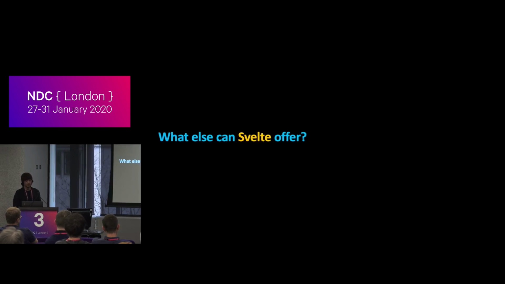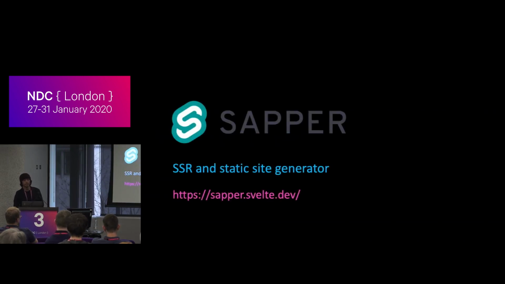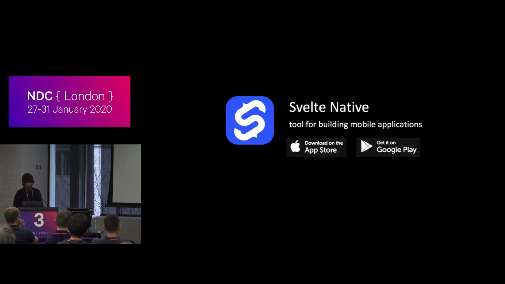What else can Svelte offer? Server-side rendering, SSR, can speed up the first render of your app and improve its SEO. This is similar to Next and Gatsby in React, and Nuxt in VueJS. Okay, so with Svelte Native, you can write a mobile application using Svelte. Let me show that to you.